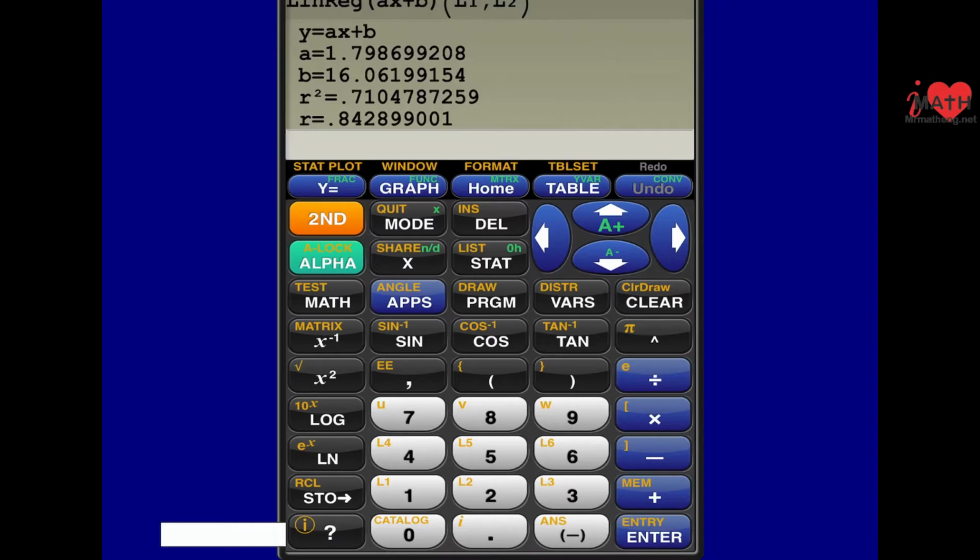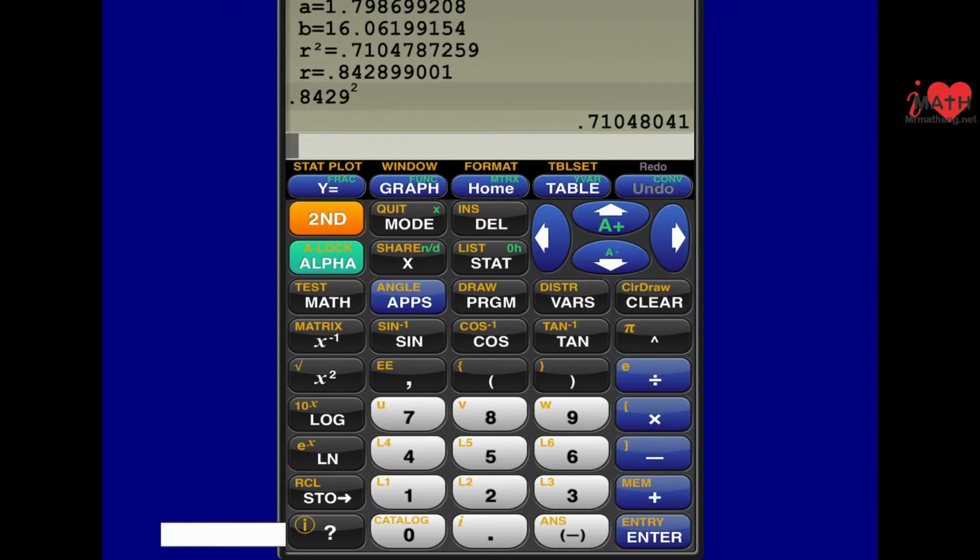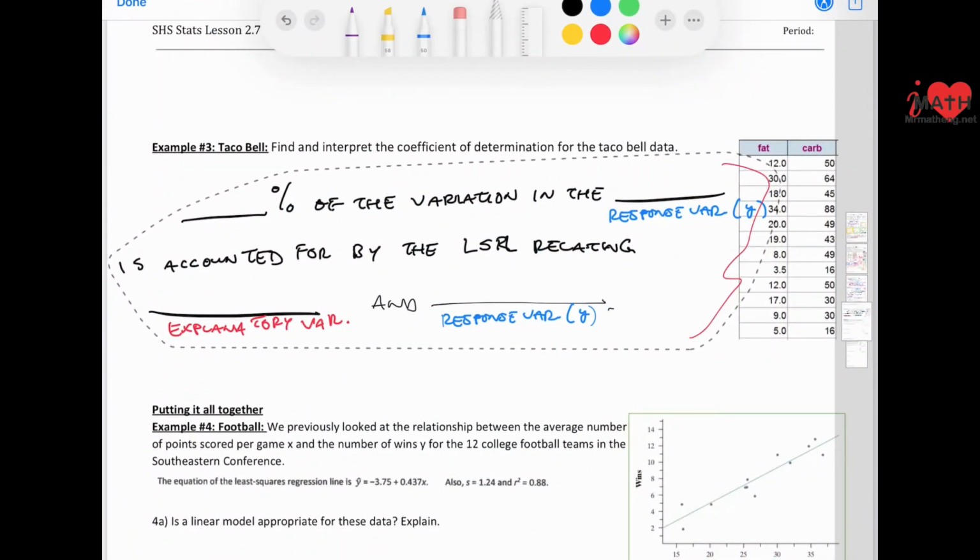But look at r. R is our correlation. If you take 0.84, just want to show you this. 0.8429. I just rounded there. And I'm just going to square this. You get the coefficient of determination. You get r squared. Does that make sense? Okay. Let's go back now and go ahead and interpret this.